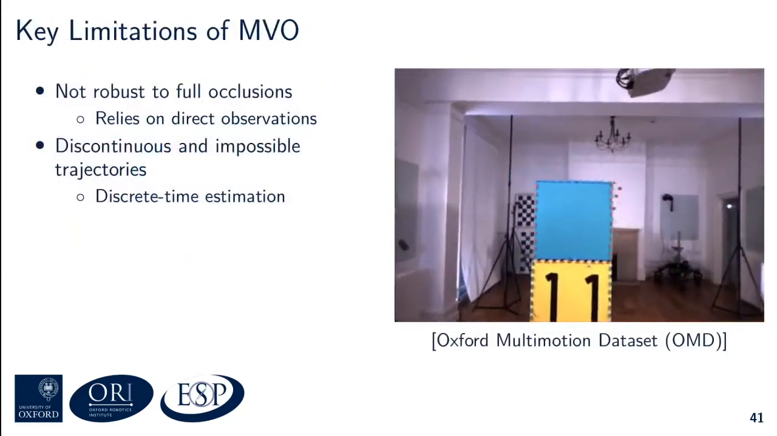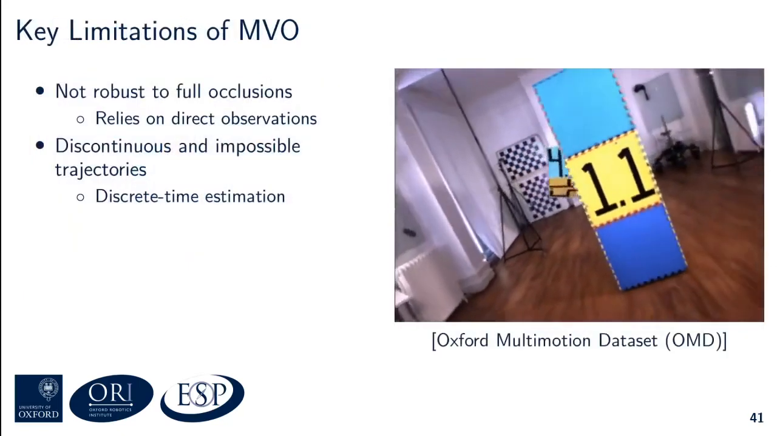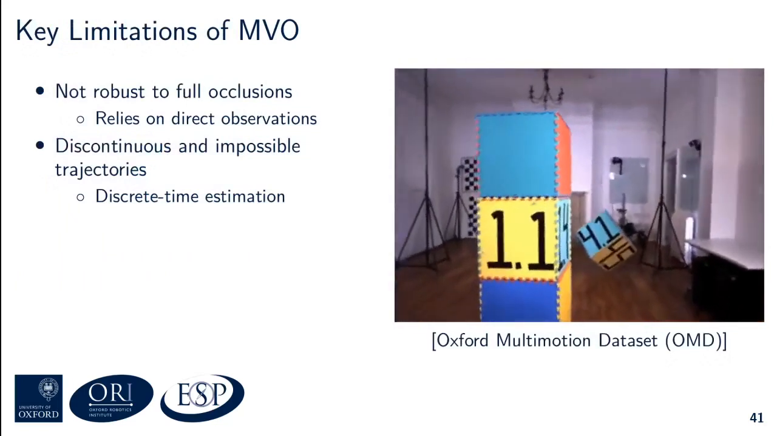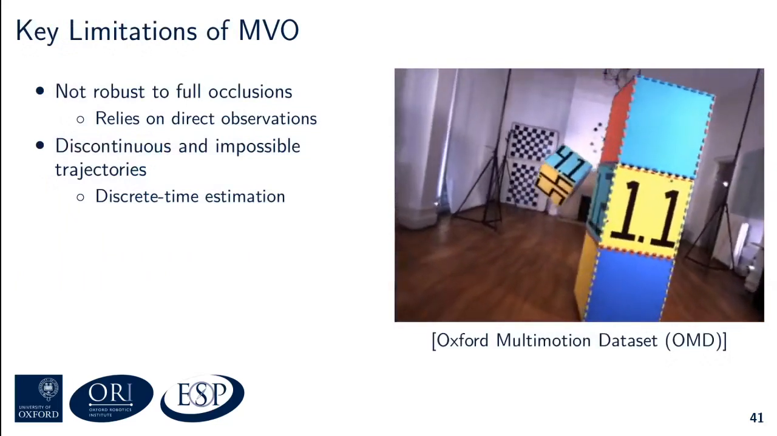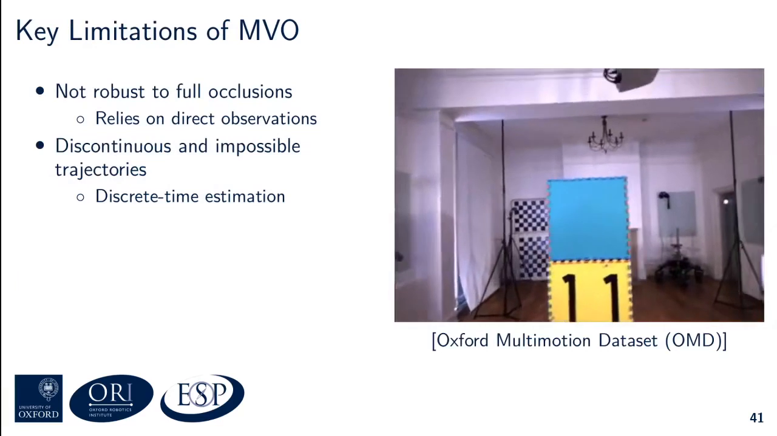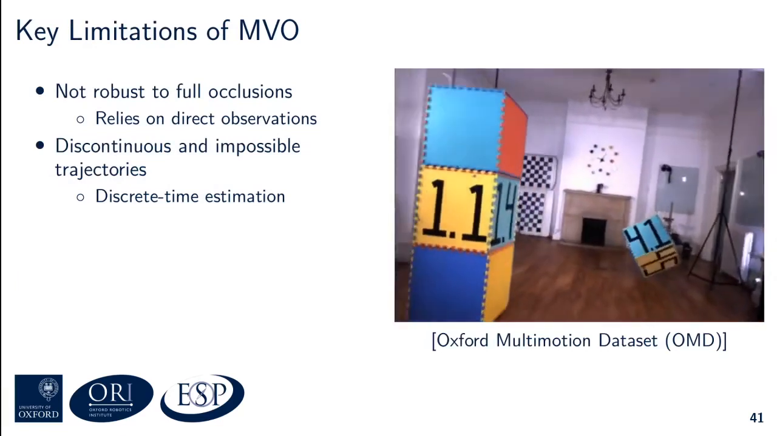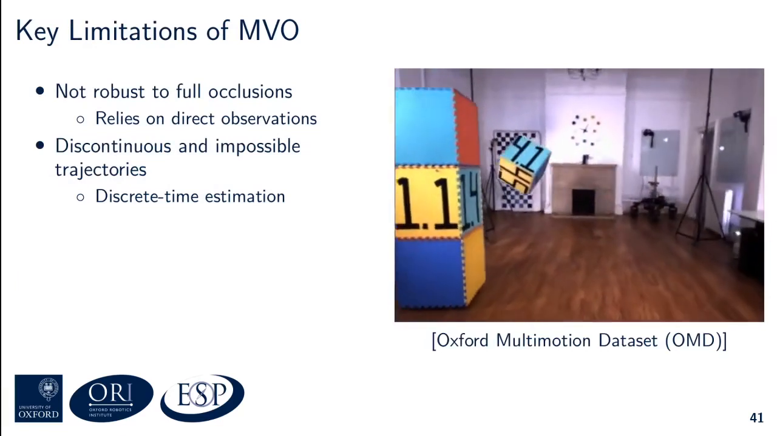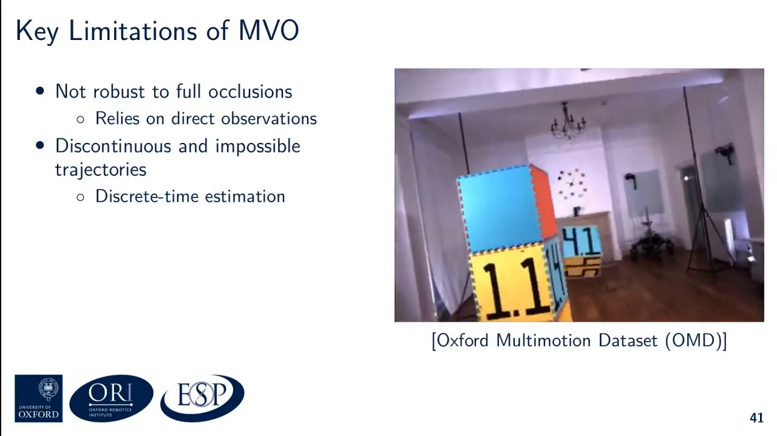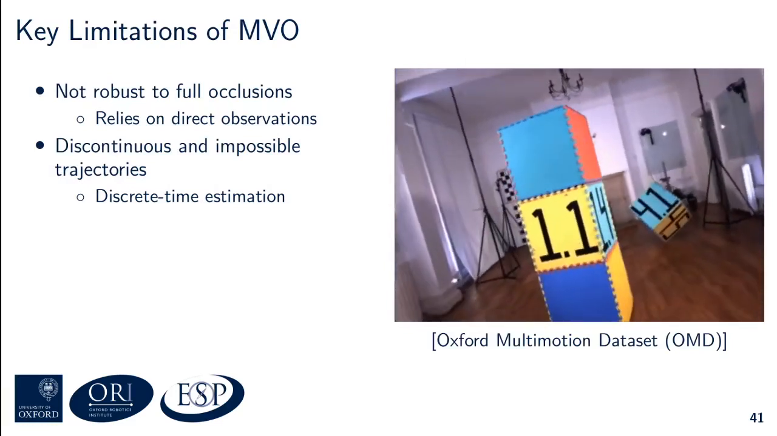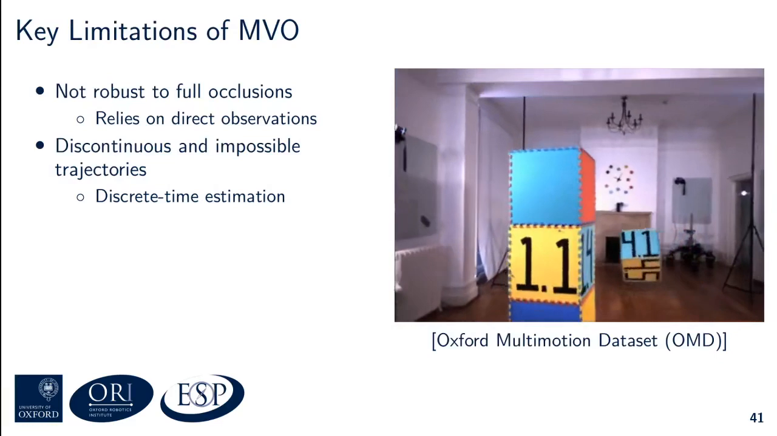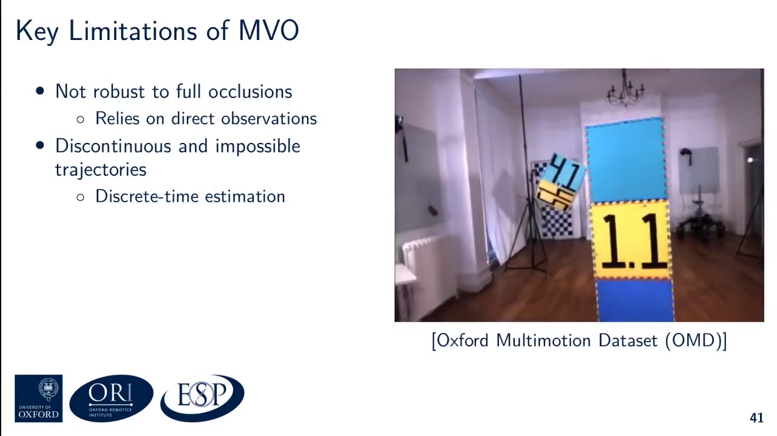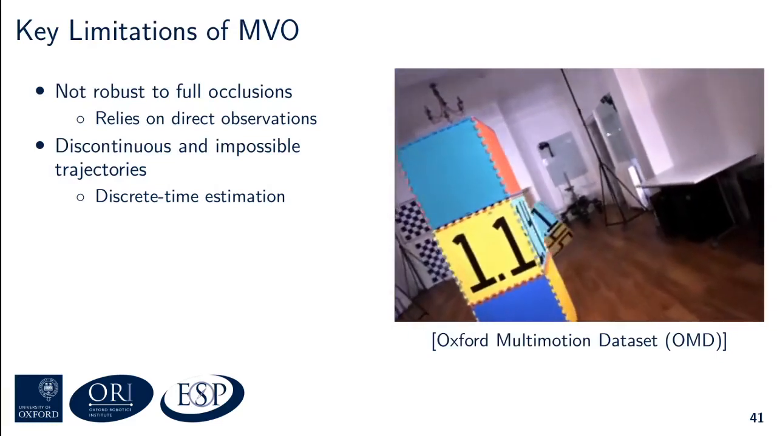The original pipeline did have some limitations. It is a sparse, feature-based technique, so it can track motions through some partial occlusions, given that enough features are still visible on the object. However, it is not robust to full occlusions, where no direct observations are available. Similarly, it employed a discrete time estimator that could allow for discontinuous or impossible trajectories, especially when partial or full occlusions complicate the scene.